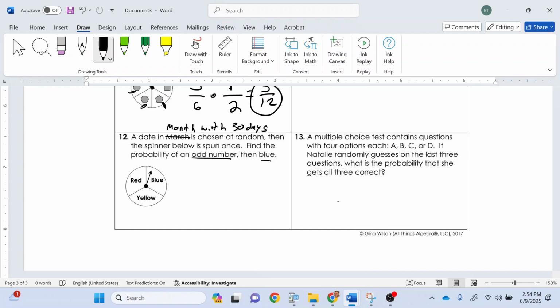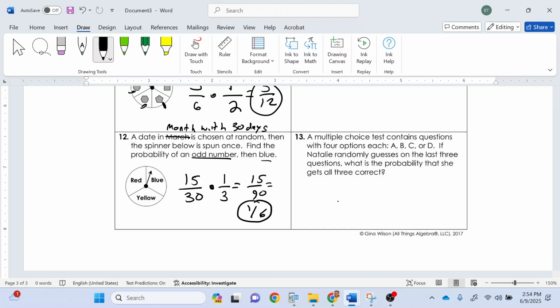So a month with 30 days is chosen at random. So a day that has an odd number. Lucky for me, half of the numbers are odd. So it's going to be 15 out of 30 times the chance of getting blue, which is 1 over 3. So it's going to be 15 over 90 or 1 over 6.